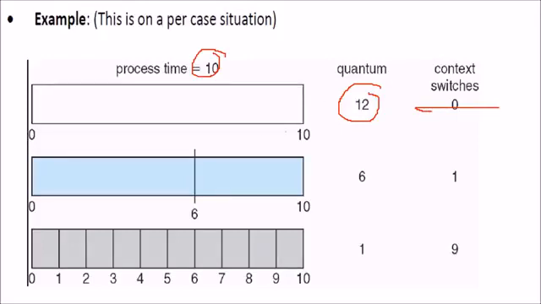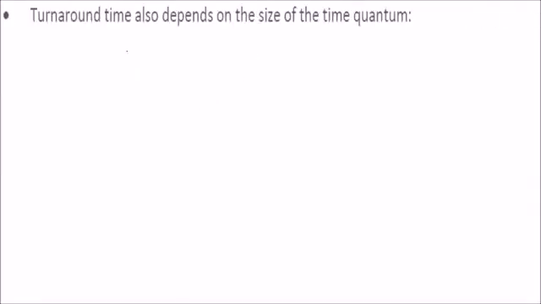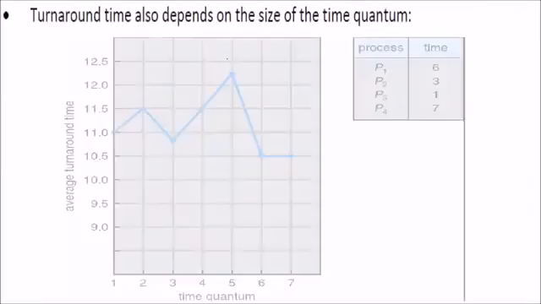But the thing is that this quantum is very huge. I'm just taking an example. If we take the quantum as 6, the context switch will be only 1. But if you take the quantum as very small, the context switches are very high. This we cannot accept. So turnaround time also depends on the size of the quantum, as we just saw.